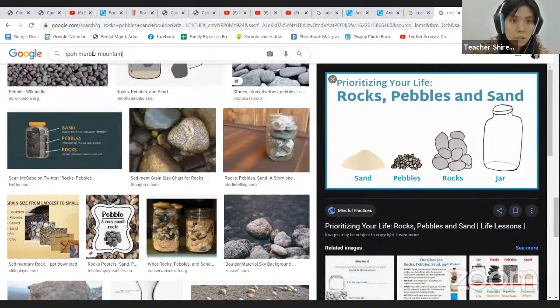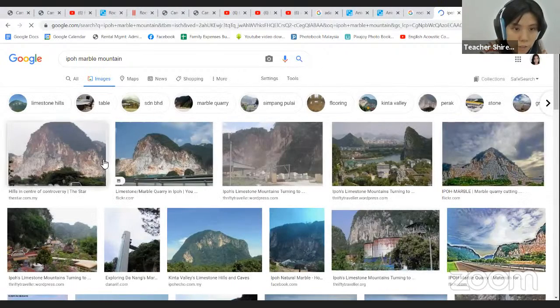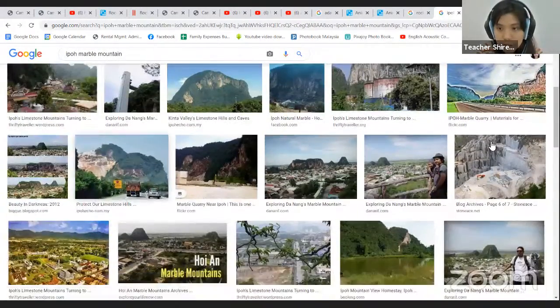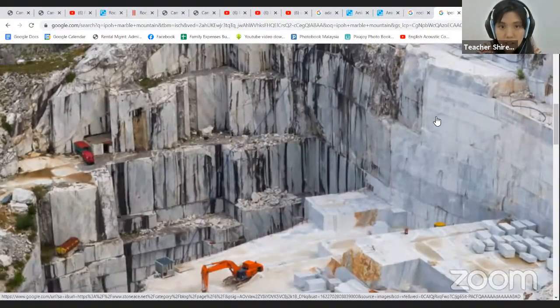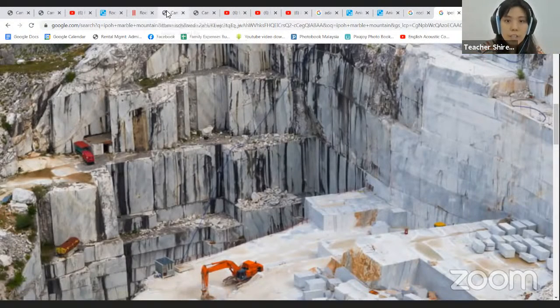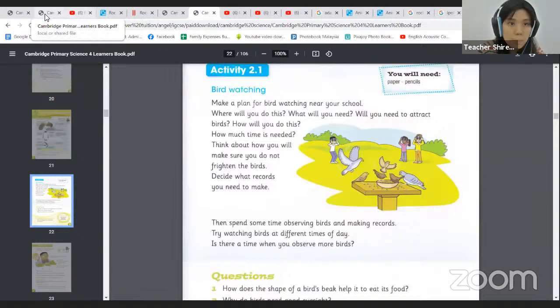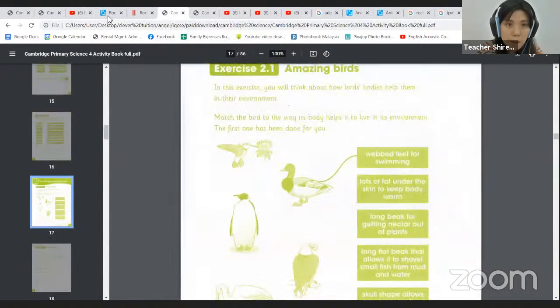Let me show you how it looks like. It's just like a normal mountain, right? But when you cut it off, this is what you see. You cut off the mountain, can you see? Wow, what's inside? White color. So this is actually what we call marble. What do we use marble for? We use it for our floor. So this is where we can use the marble. Let me continue with the video.